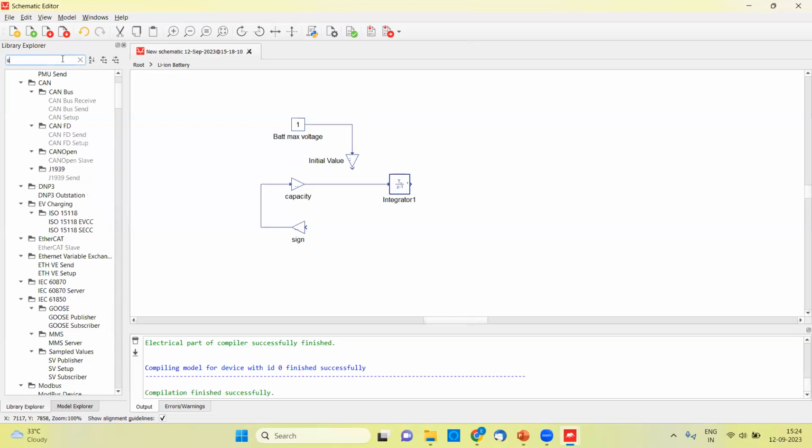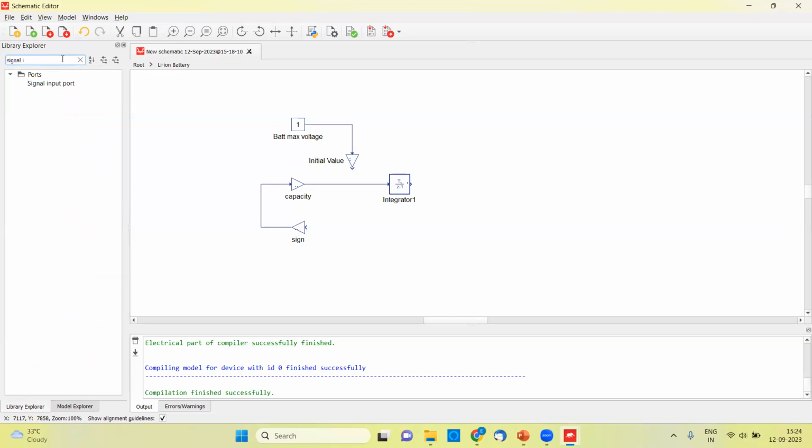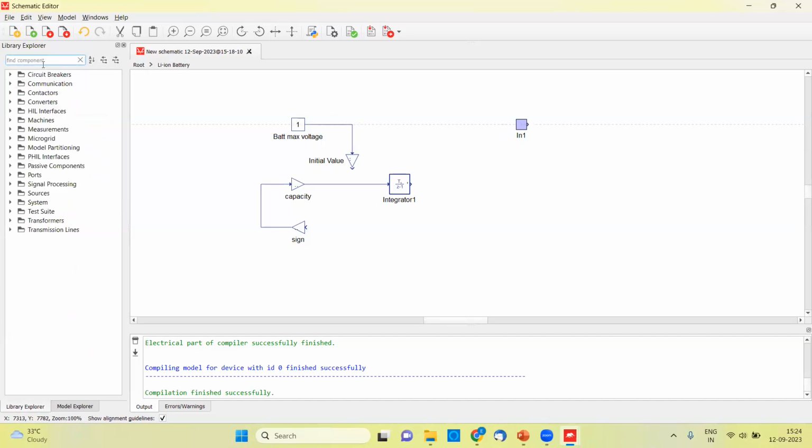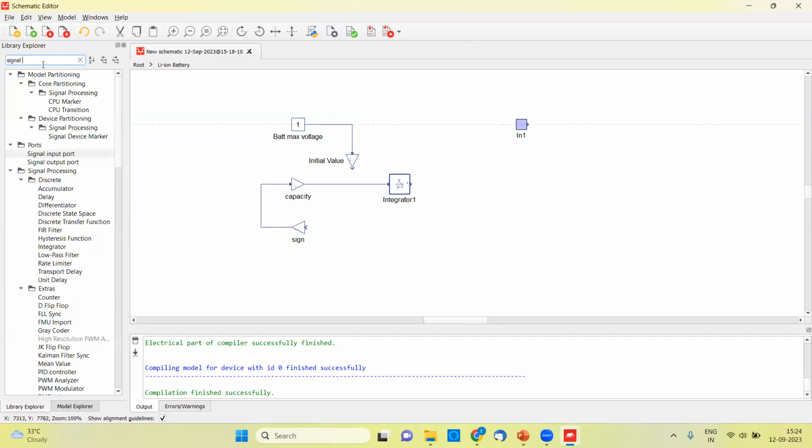Let me search signal input. It's inside the port block. So basically this is signal input. And similarly, we have signal output.